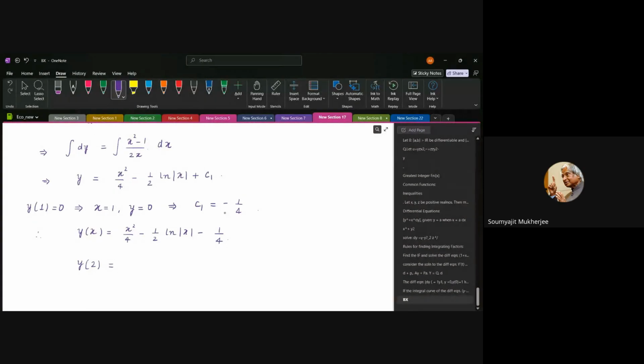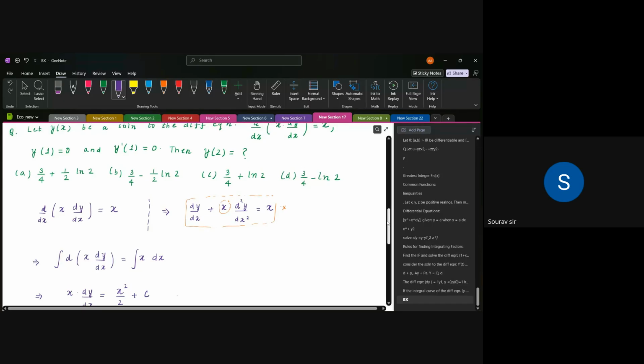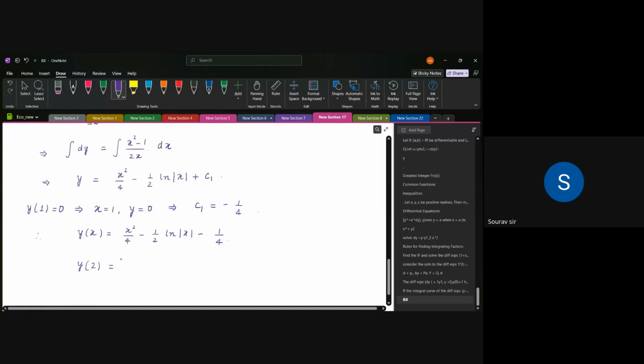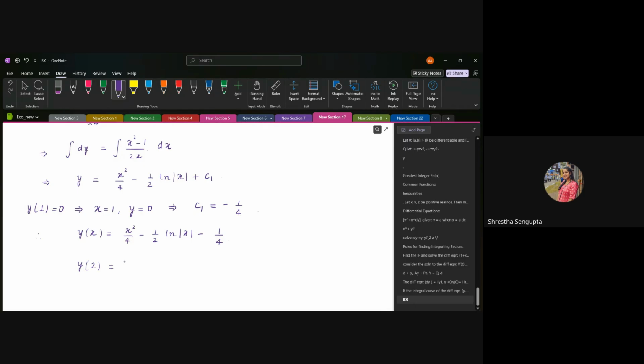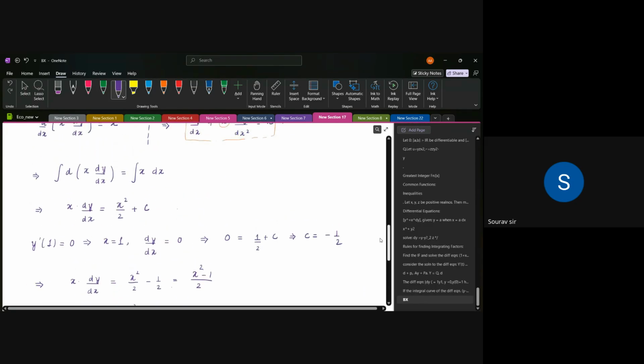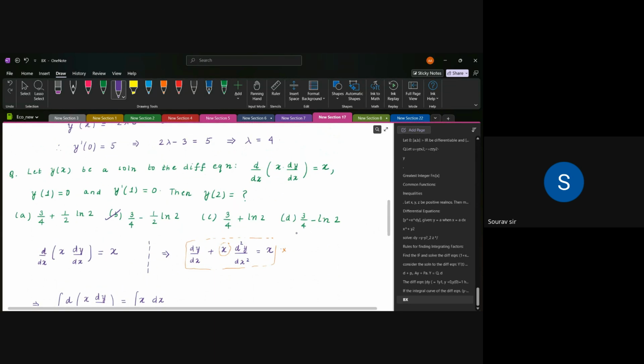Option C will be correct. Option C. Yes, sir. 3 by 4 plus log 2. The minus will remain. Sorry, so sir, option D. 3 by 4 minus half log 2, right? This is coming. This one, right? Option B.